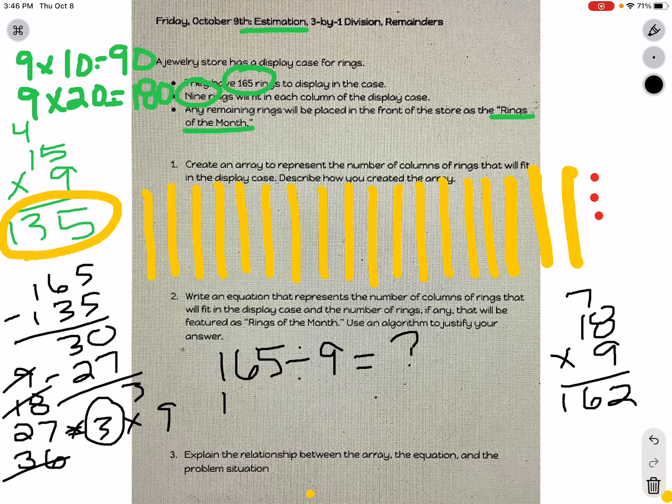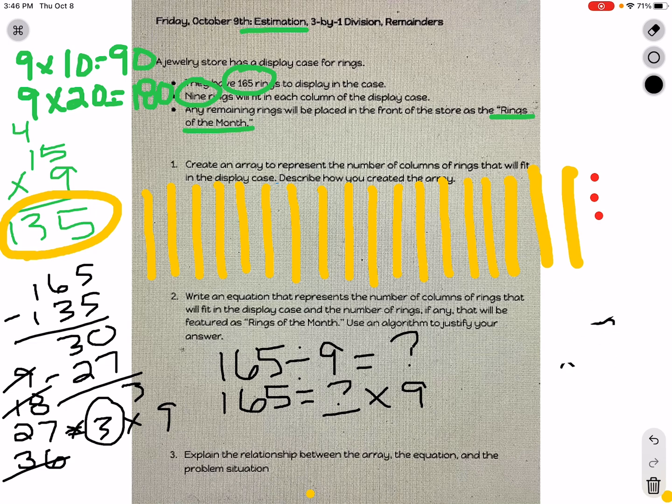Or multiplication is the reverse. We go 165 equals blank times 9. Well, we've already figured this out. If we did our work correctly, we should know that the answer to this question is 18 remainder 3, which means 18 of them actually fit in the display case. But let's try it out just to be sure that we are correct.